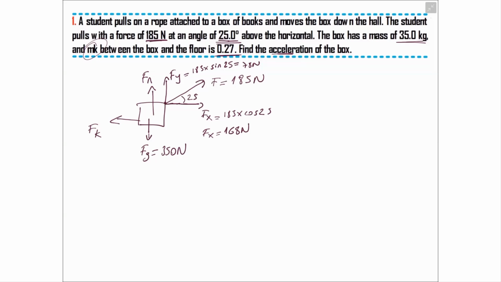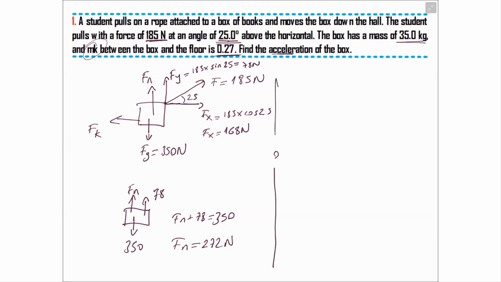And the third step, we have to find Fn. How can we find the Fn? Downward we have 350, upward we have 78 and the Fn. The up force and the down force must be equal to each other. So Fn plus 78 must equal 350. So Fn will be 272 Newton.